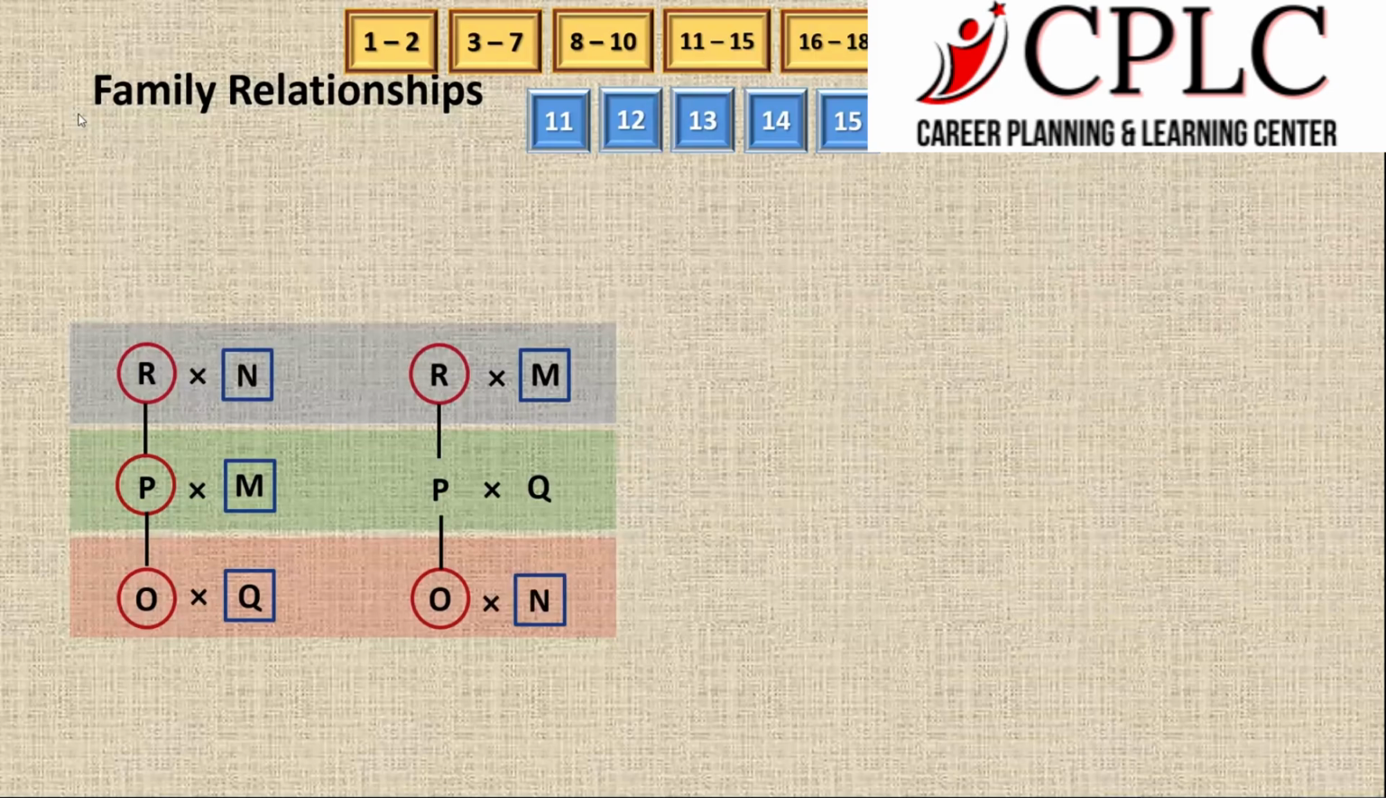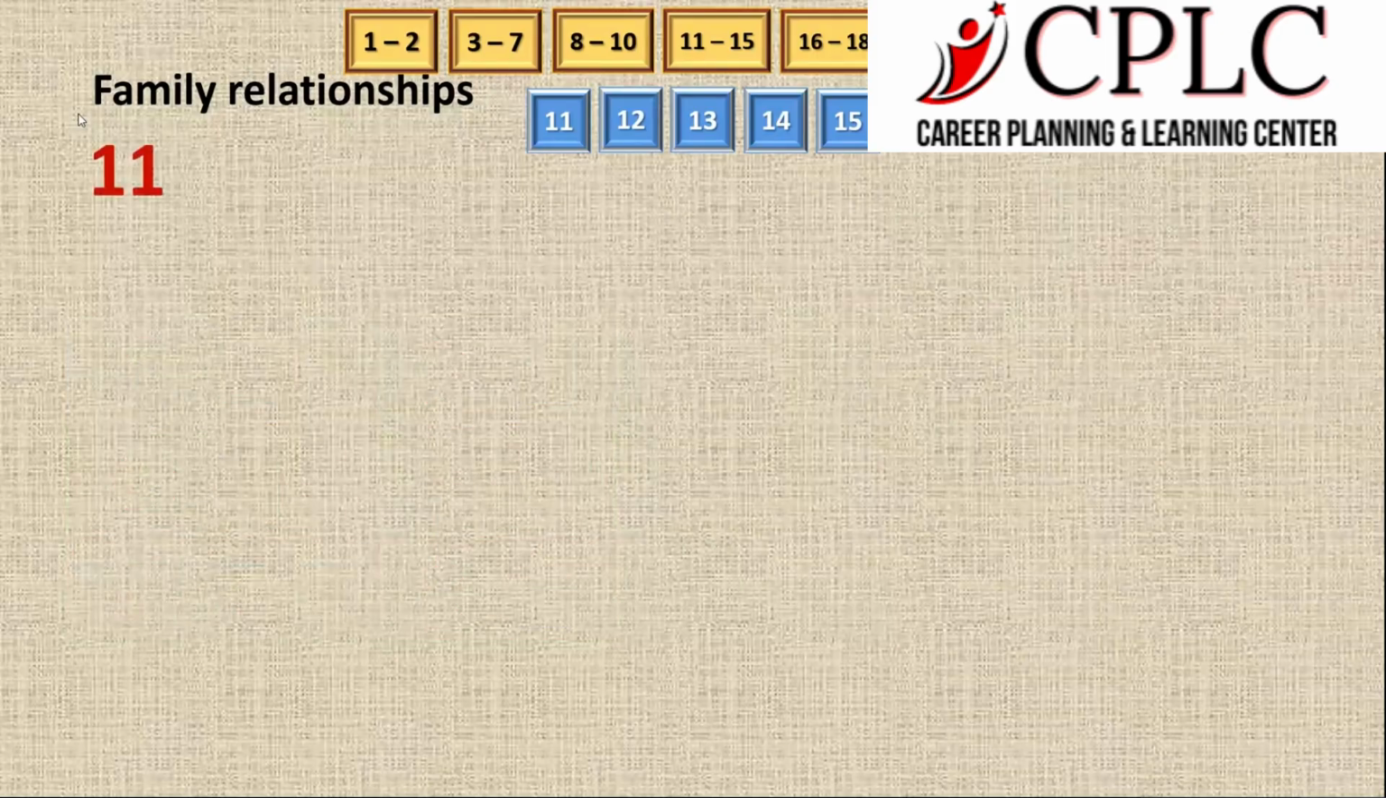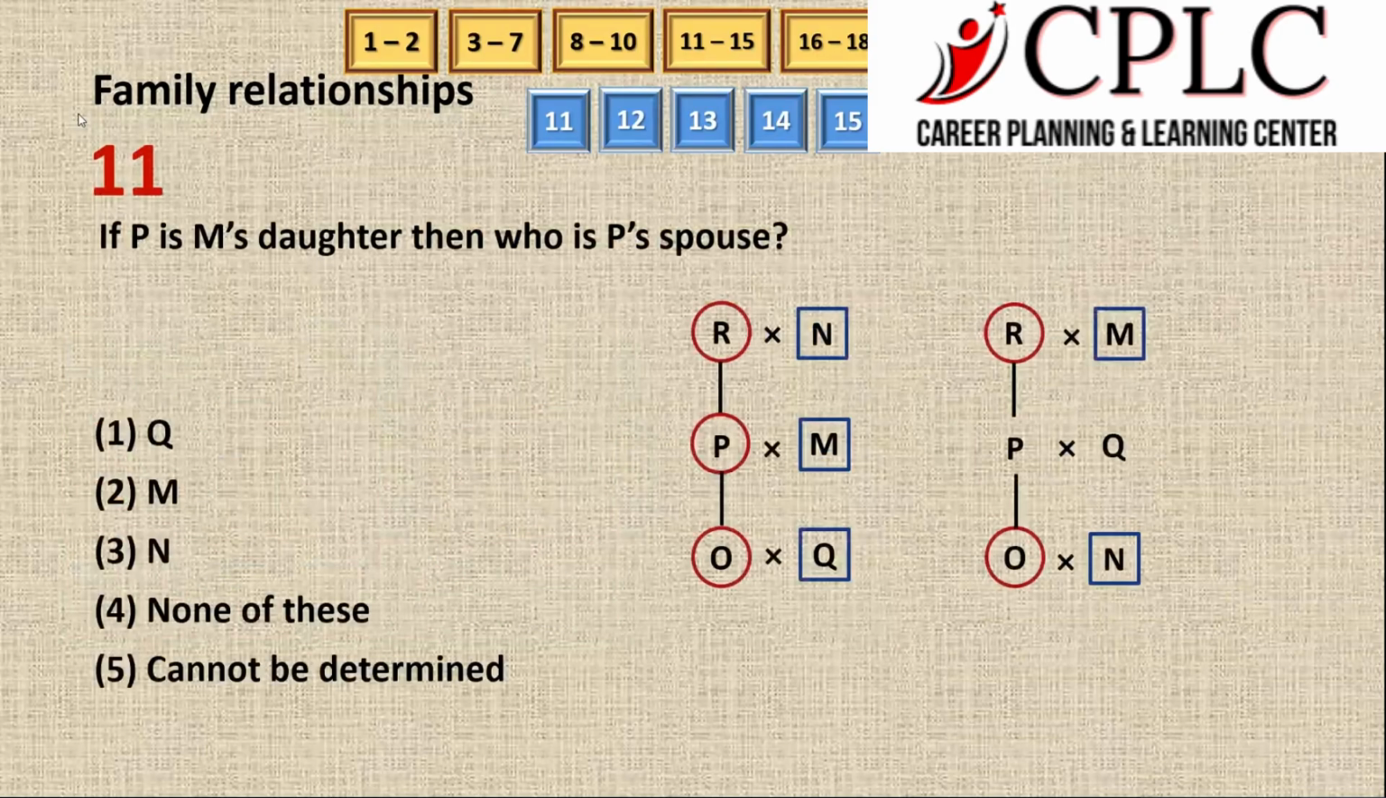Hence, these are the 2 possibilities and we have to answer the questions accordingly. The first question of this set says, if P is M's daughter, then who is P's spouse? So we have to consider first, P is M's daughter. Hence, we have to consider the second possibility, because only in the second possibility can we say that M is father and M's child is P. It's an if question. That means we have to go according to the conditions given in the question. So P is M's daughter. Who is P's spouse? P's spouse is Q. So option 1.